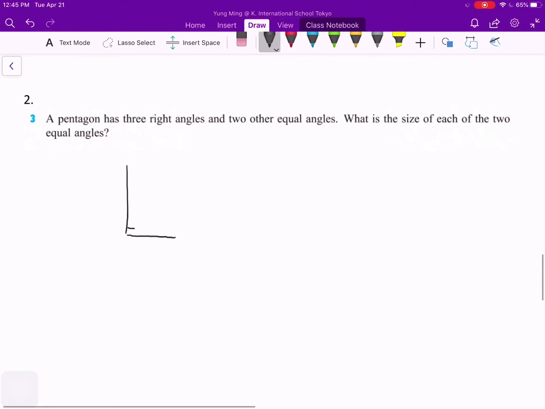So let's say we have a right angle over here, and we make another right angle. Right, and then we keep going and make another right angle. Okay, we need to form a pentagon. Pentagon means 5 sides. So if we close it up like that, making sure that these 2 angles are equal, there we go, we get our pentagon.